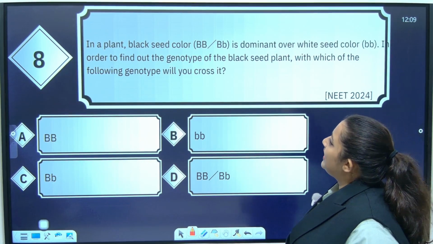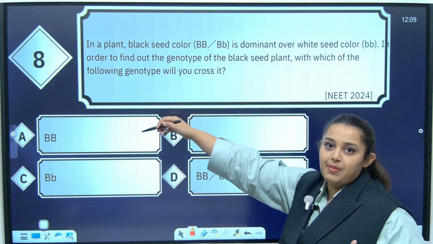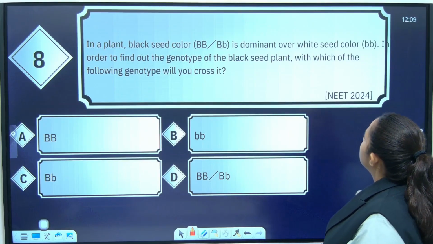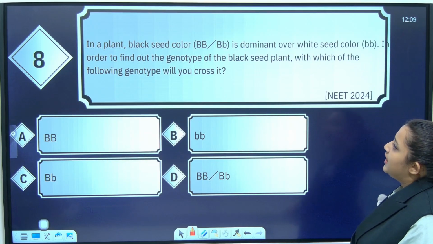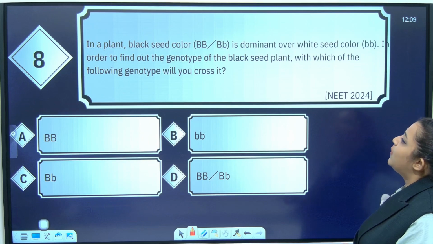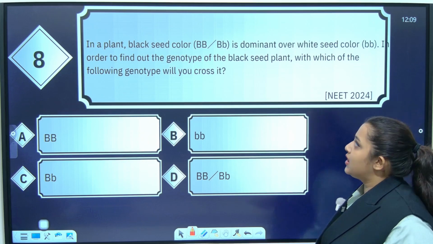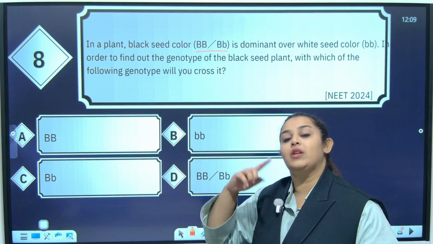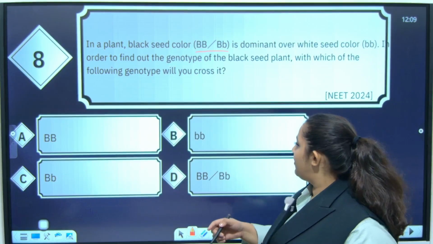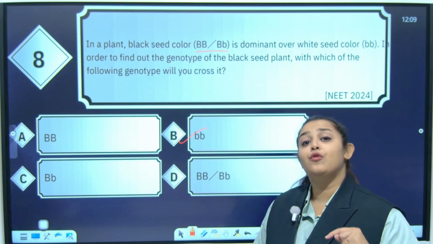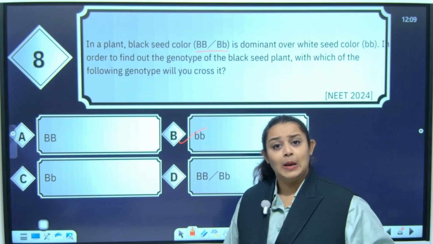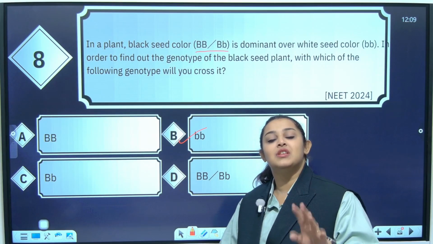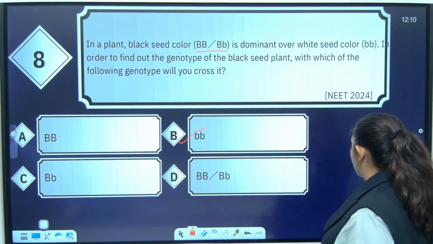In a plant, black seed color can be either capital B capital B or capital B small b, which means black is dominant over white. In order to find out the genotype of the black seed plant, which one will you cross it with? So when you get this, you cross it with the recessive one to find the genotype. You can cross it with anything, but if you want to find the genotype specifically, then it has to be the recessive parent. What is this called? This is called as a test cross.